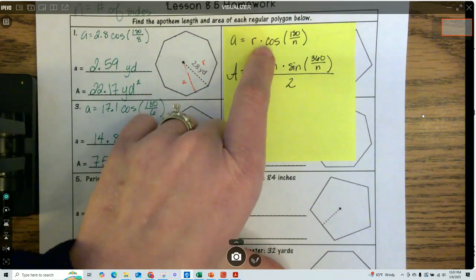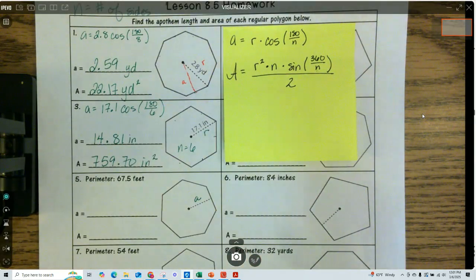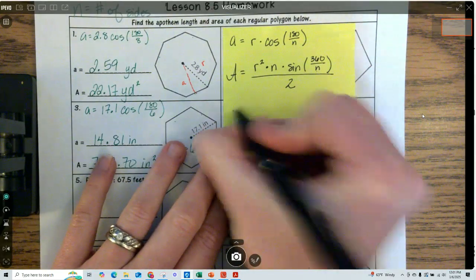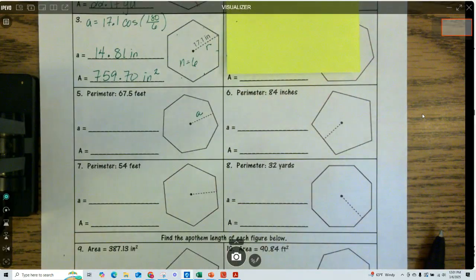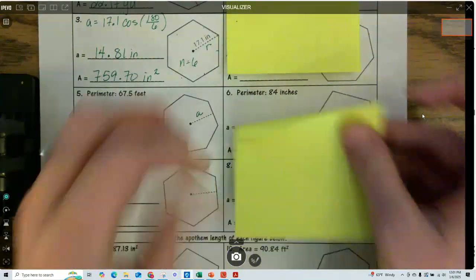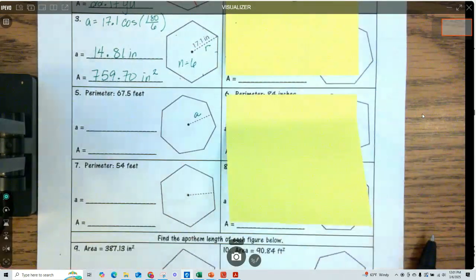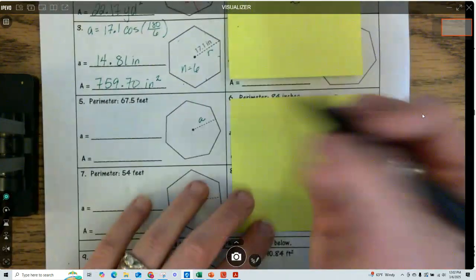So here's how we did it before if we have the radius. But we can do it if we have the side length. Okay? So we can find the apothem. And if you want to do another sticky note, you might take another one and stick it here. That way it's with the questions, because the formulas I'm about to use go with these 4 questions, okay?